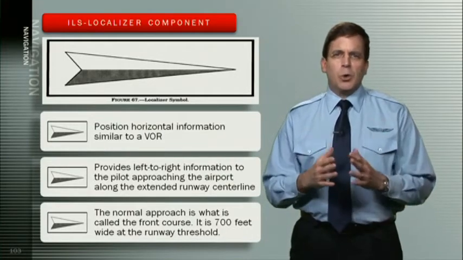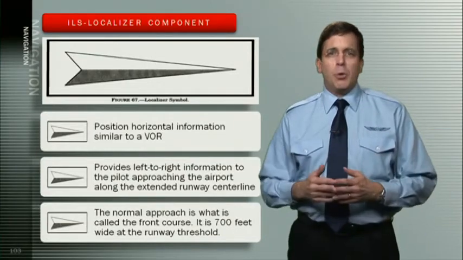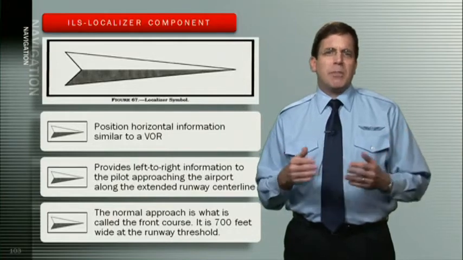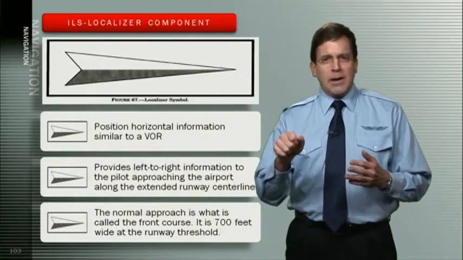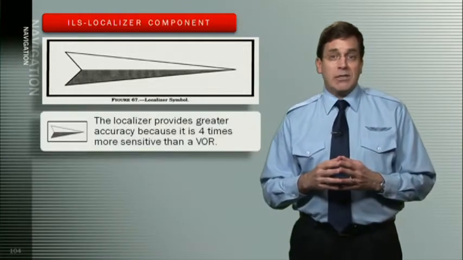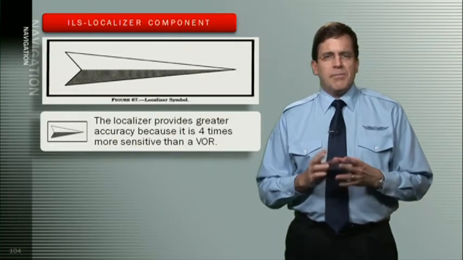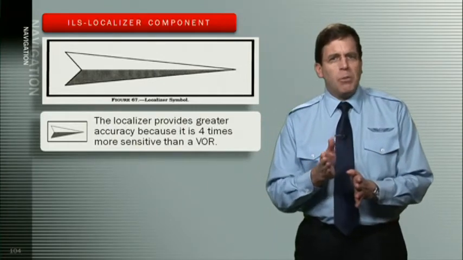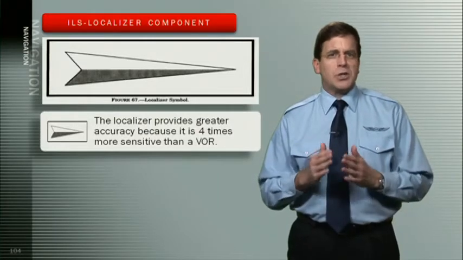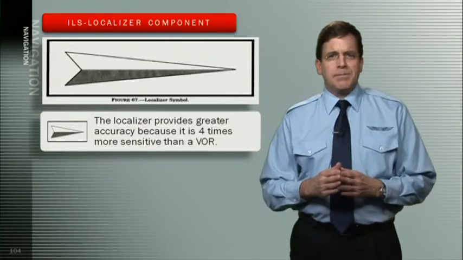Now, since the localizer only broadcasts one radial, you can have any radial set on your OBS without affecting the localizer indication. Some pilots, as a reminder of the runway heading, set the inbound course on the OBS. The localizer provides greater accuracy because it's 4 times more sensitive than a VOR. This means you must make very small wind drift corrections when you're reestablishing the center line on a localizer course. Keep your corrections between 2 and 5 degrees.